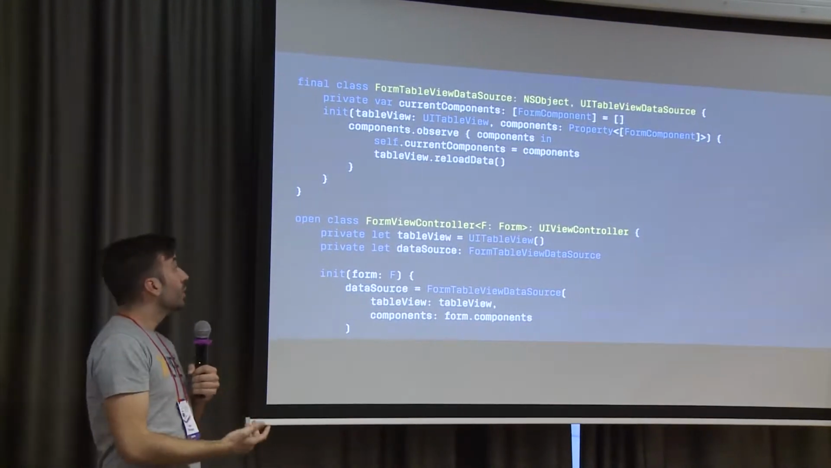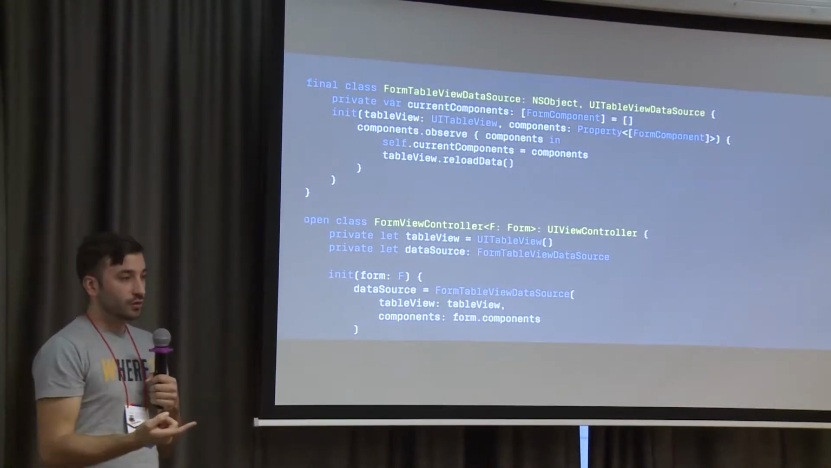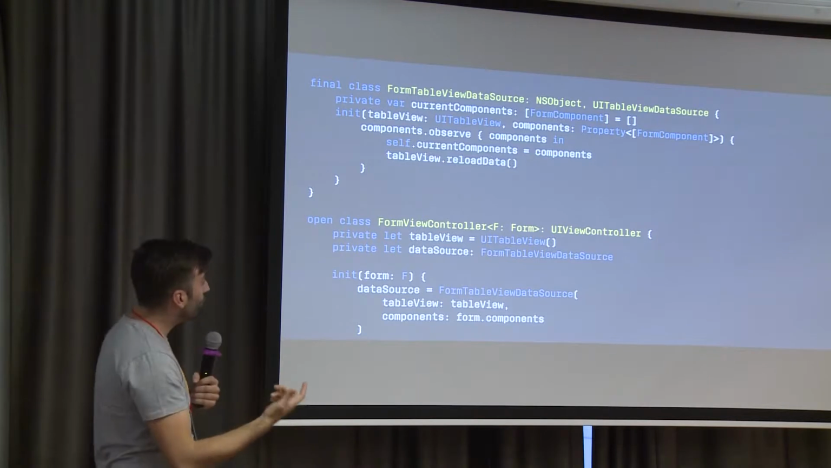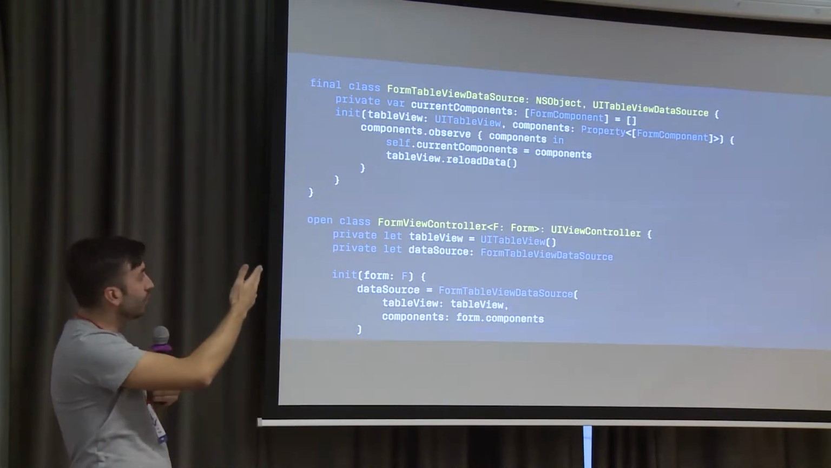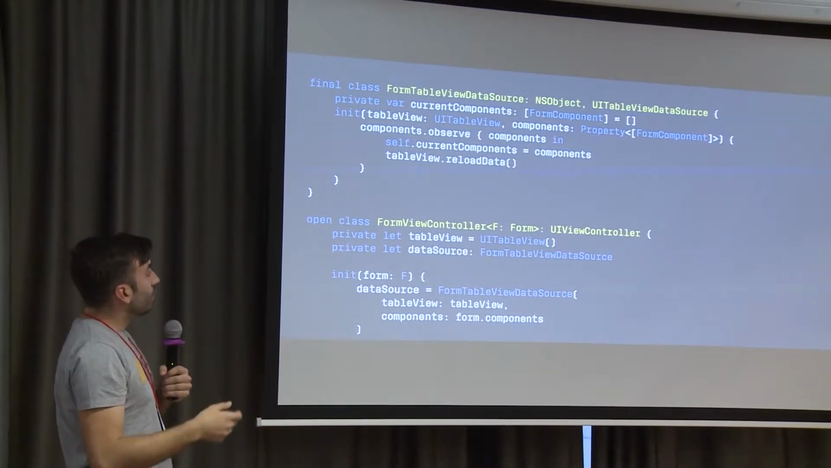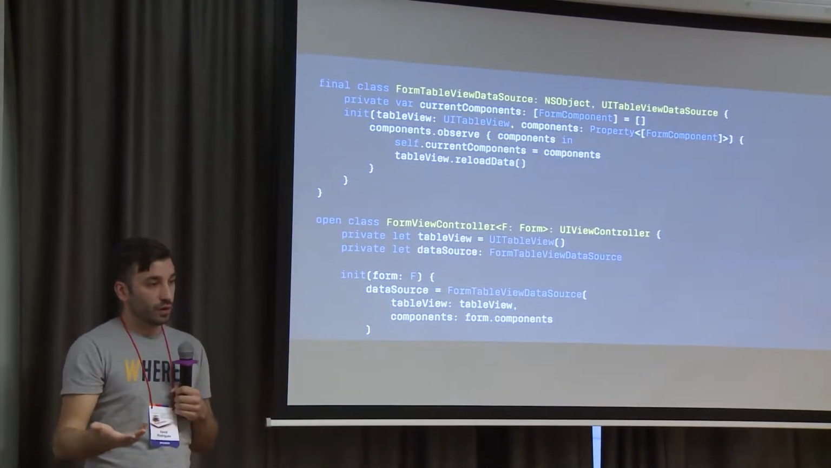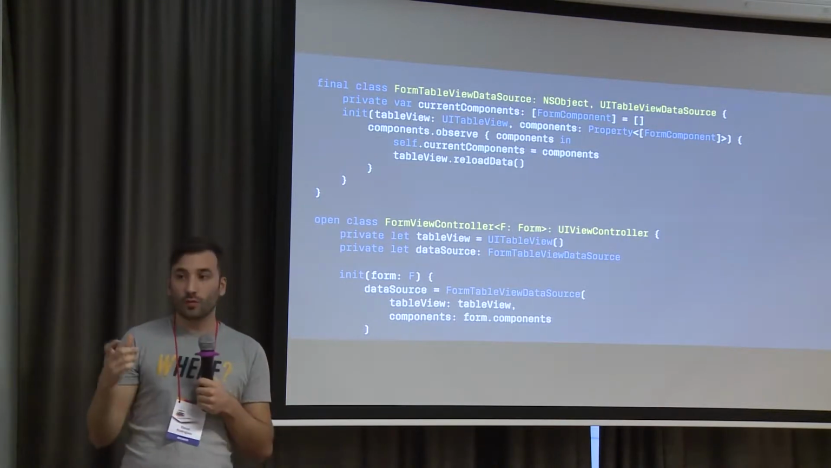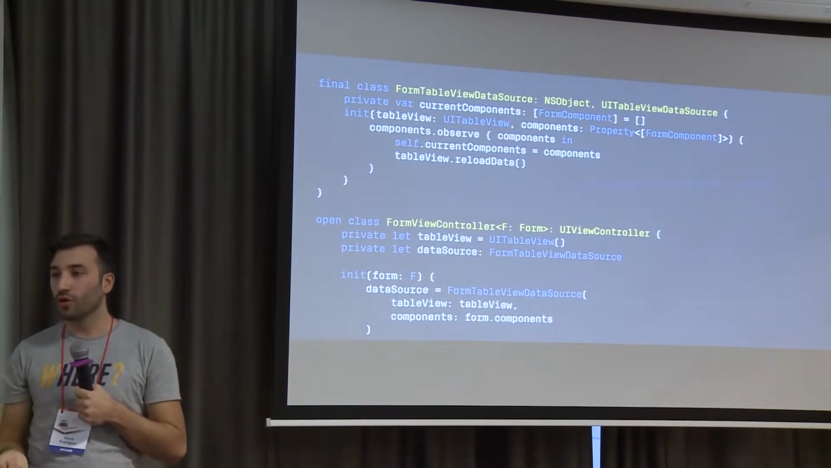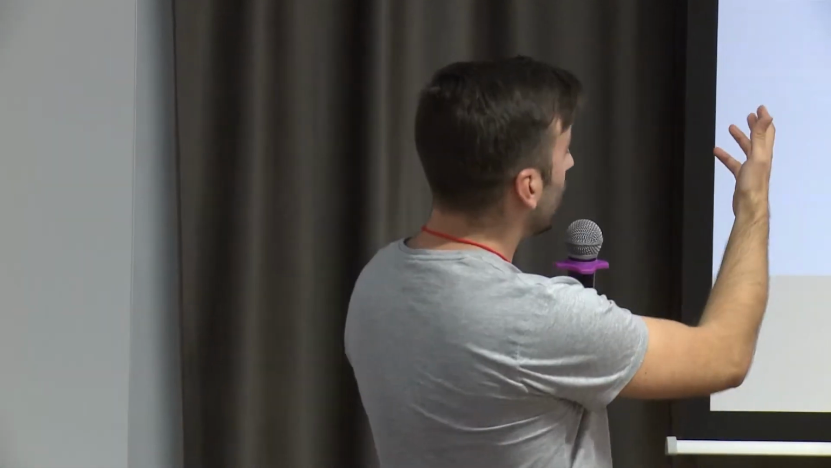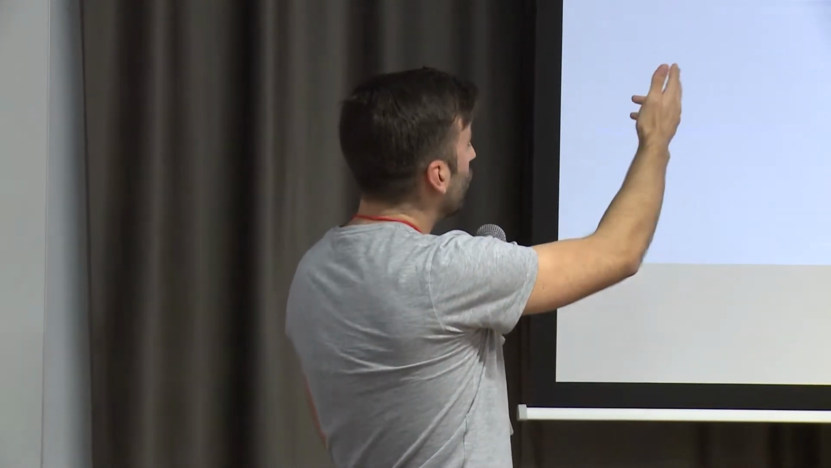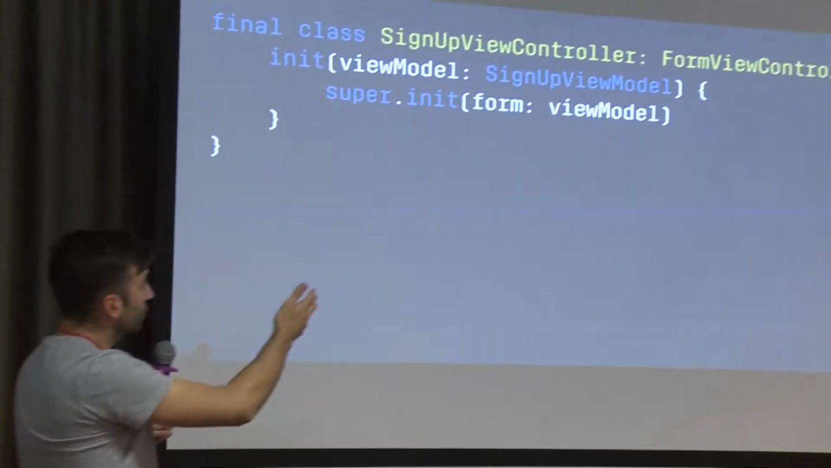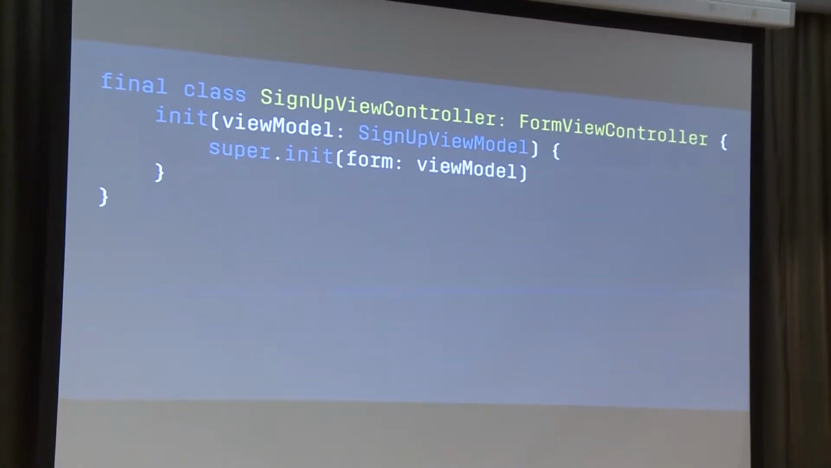So at that point, the table view will call our data source to return the number of rows, and the number of rows will be just the count of current components. And we need to provide the cell for row as well, and we essentially will call the method render to go from a component to a view, okay? So our actual view controller will be something like just this. We receive the view model, and we call the super initializer to provide the form to the form view controller.